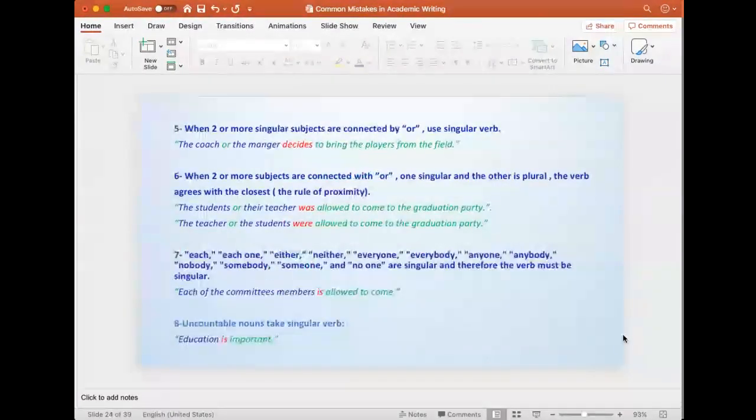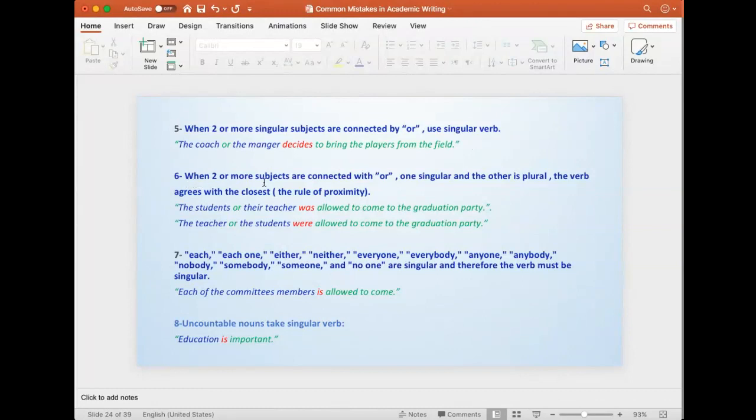Okay. Additionally, when two or more singular subjects are connected by or, use singular verb. For example, the coach or the manager. So these are two subjects in a singular format. Both decides. I cannot say that these are plural because they are two. No, because I have used or here. Okay, it doesn't mean that it's a plural. It's a singular, still singular. Okay, either or. So decides to bring the players from the field.